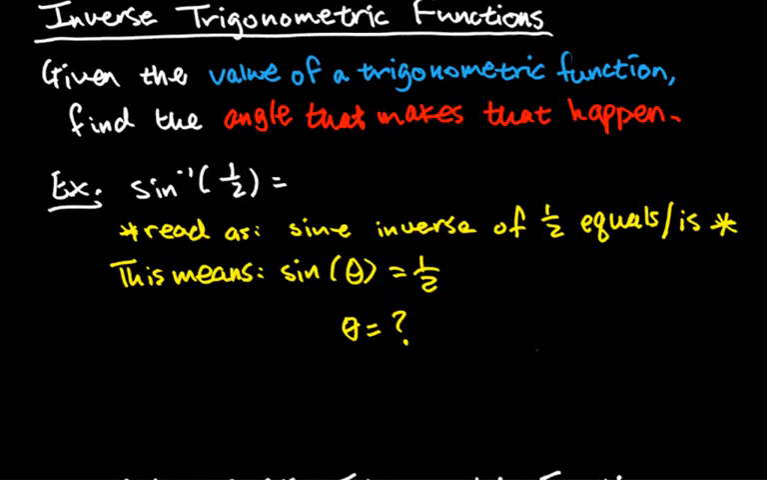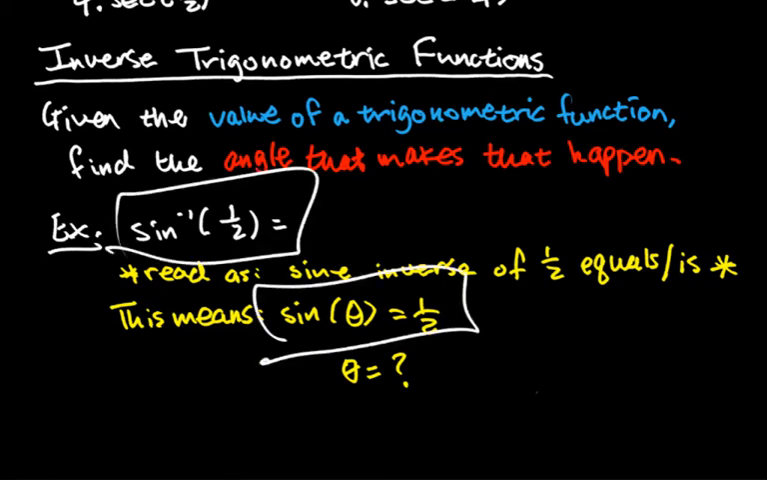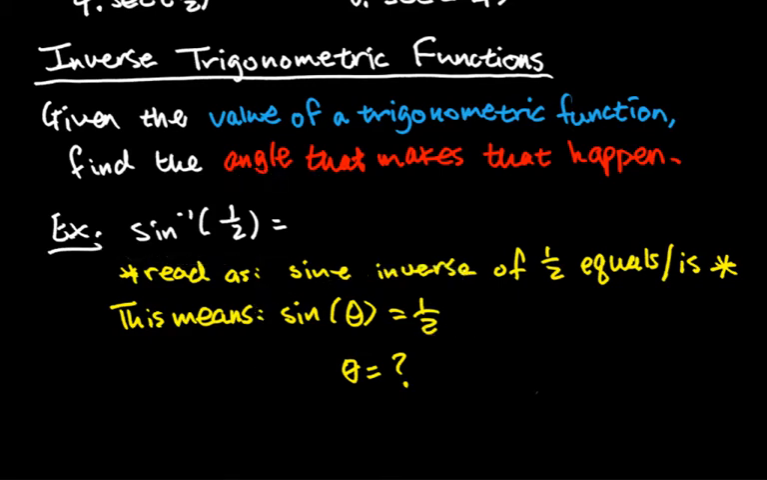So if we look down here, inverse trig functions: given the value of a trig function, find the angle that makes that happen. So we're literally going in the reverse. Here, basically this means sine of theta equals 1/2. What is theta? Also, make sure that you know how to read this. This is sine inverse of 1/2 equals. Don't say sin -1 or sine -1 parentheses 1/2 parentheses. Say sine inverse of 1/2 equals. That's also a lot faster.